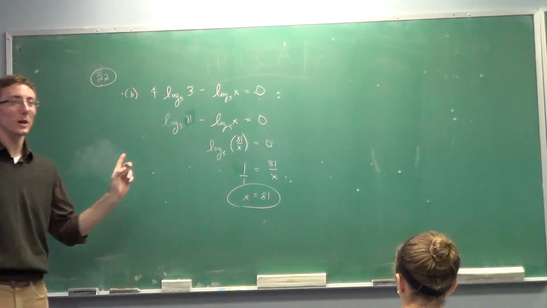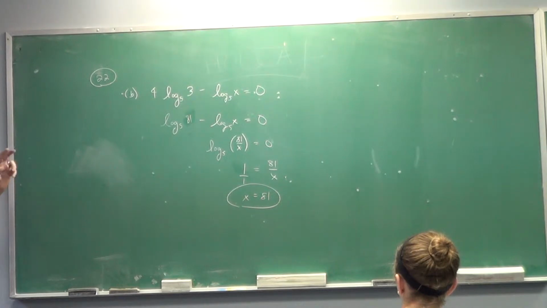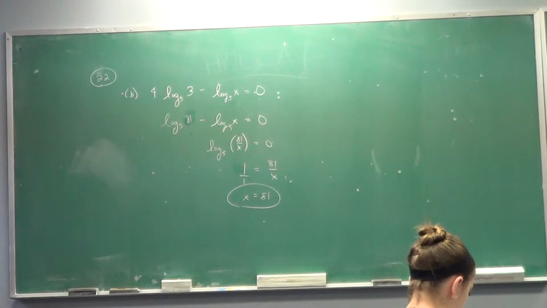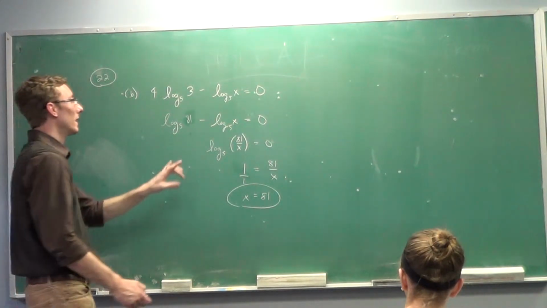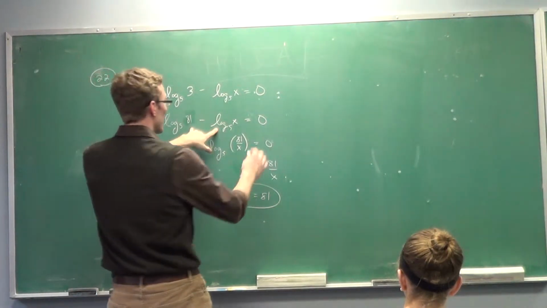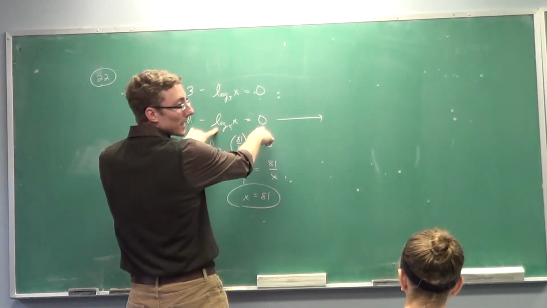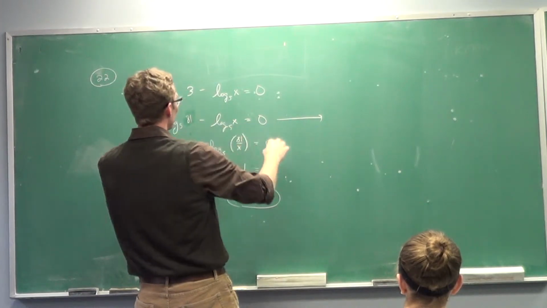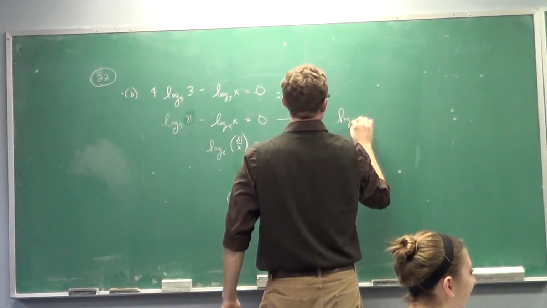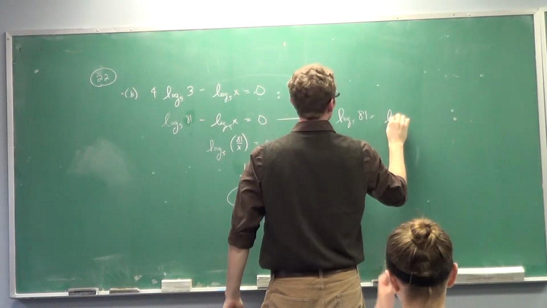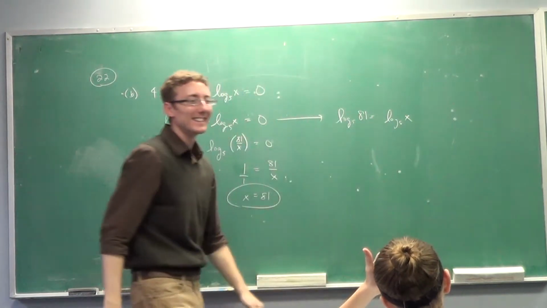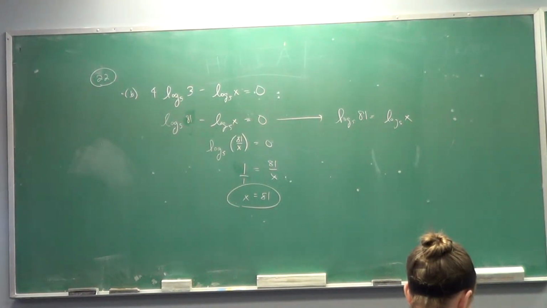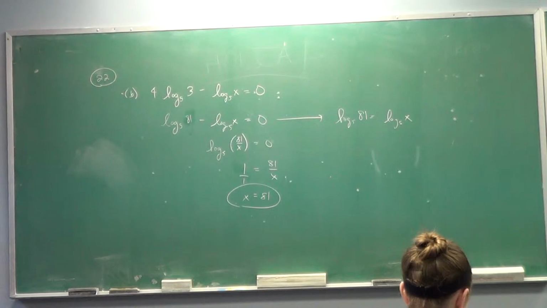Did anybody do this problem a different way? Watch this. When we had these 2 logs and the 0 on the other side, it's algebra. I can just add this guy to the other side. Log 5 of 81 equals log 5 of x. Now, that takes mathematical foresight. That takes training.